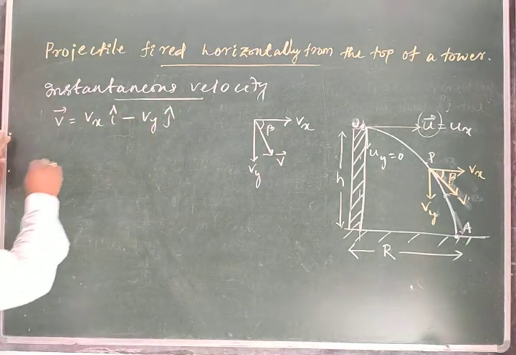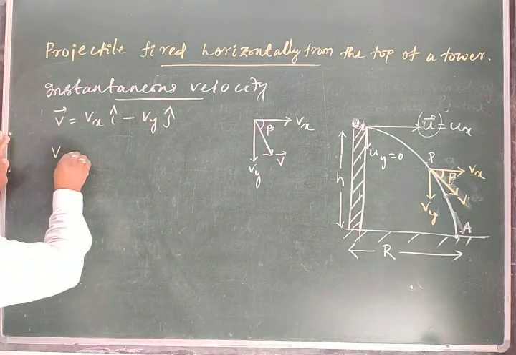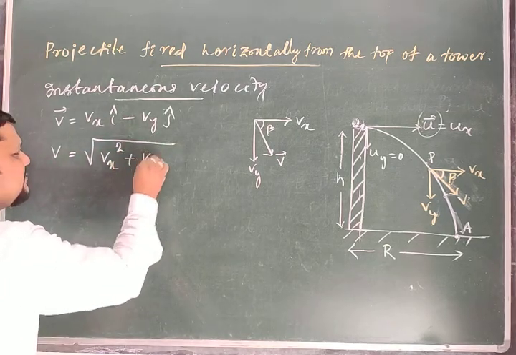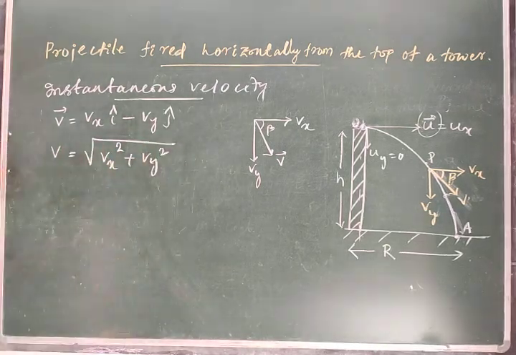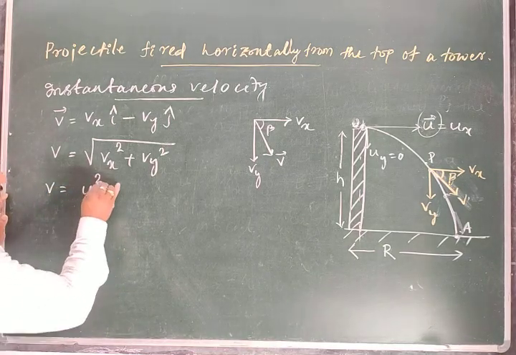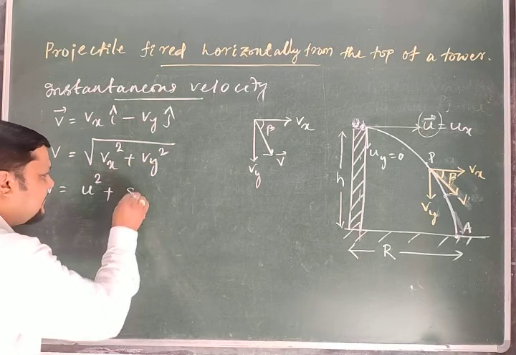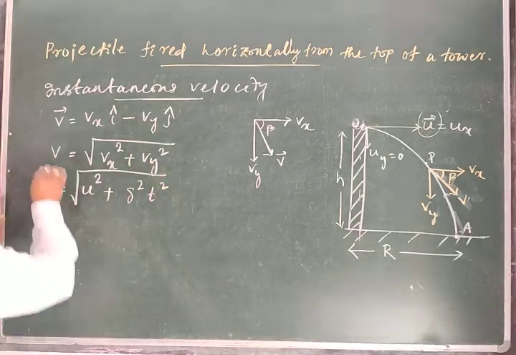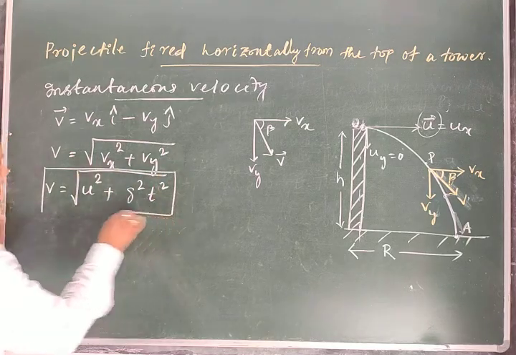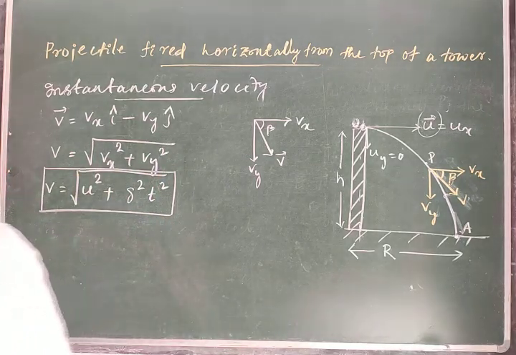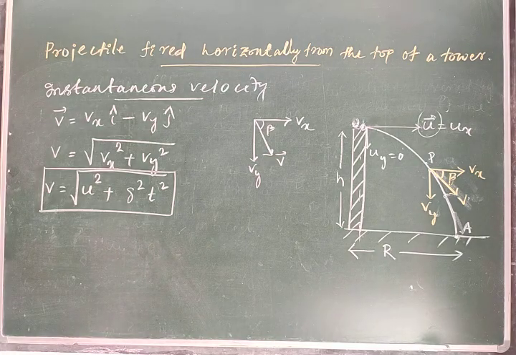So what is the magnitude of this v? The magnitude v is equal to square root of vx square plus vy square, which we have already discussed. So v is equal to square root of u square plus g square t square. This is the expression for our velocity, which is called the instantaneous velocity at a time t.